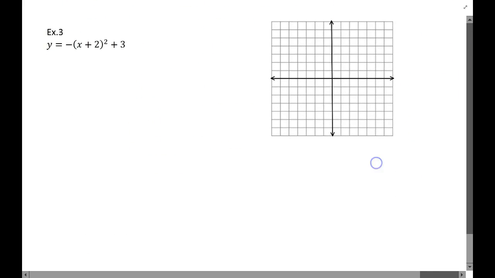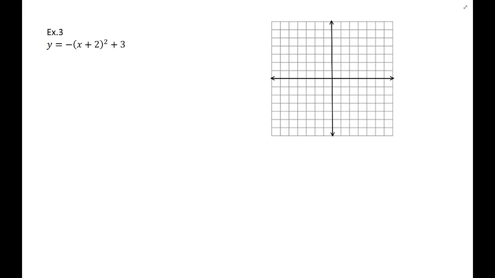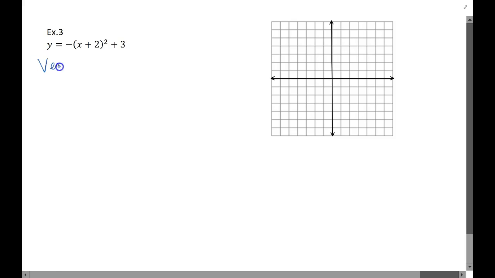All right, so example 3, vertex. You always want to identify your vertex first. And so what makes a 0 in the parentheses? A -2. So -2, 3 is our vertex.